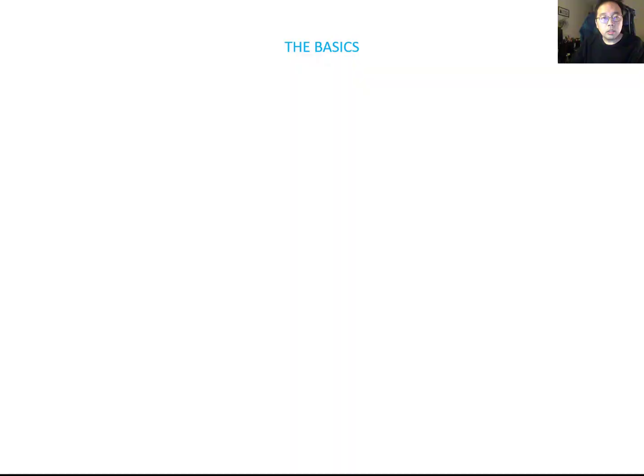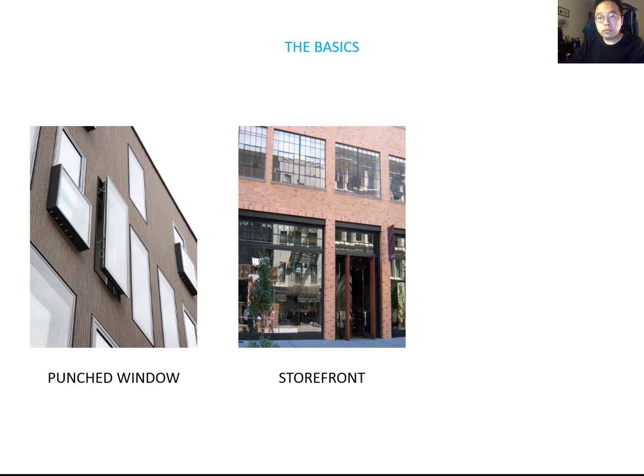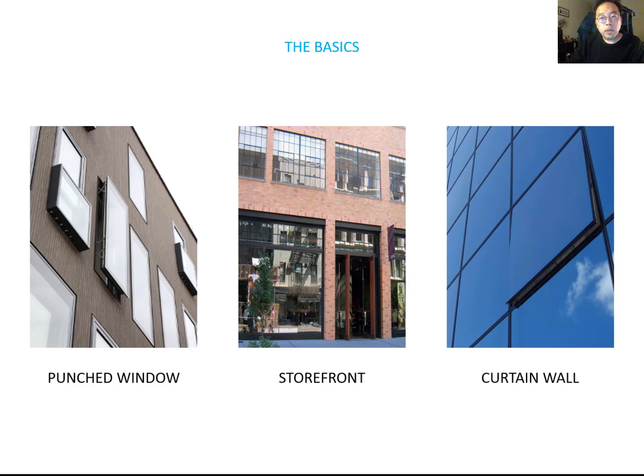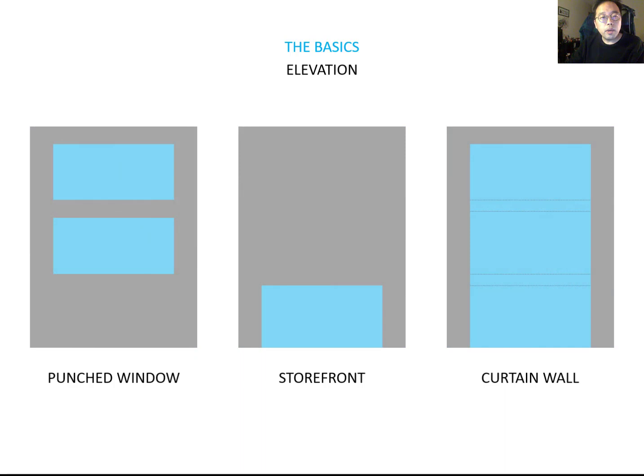So we can consider three basic window types in the architecture industry. The punched window is the most typical window type, and the storefront is located on the ground level because the storefront functions to attract visual attention to the business. And the curtain wall: if you want to make continuous glazing, you can use the curtain wall design. It is mostly used from mid-rise to high-rise buildings. You should better understand these three different window types.